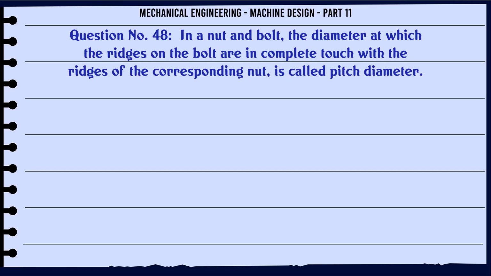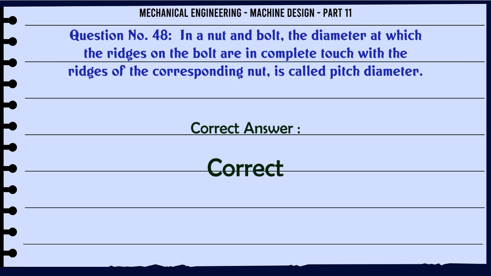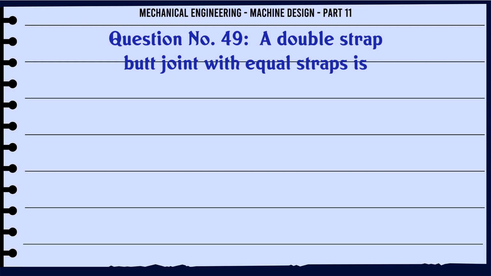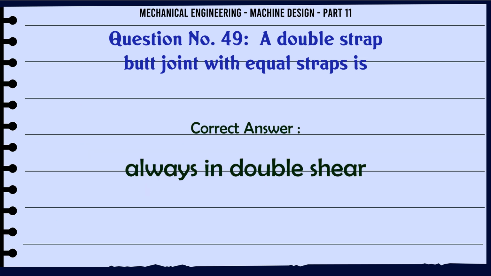In a nut and bolt, the diameter at which the ridges on the bolt are in complete touch with the ridges of the corresponding nut is called pitch diameter. A. correct, B. incorrect. The correct answer is correct. A double strap butt joint with equal straps is A. always in single shear, B. always in double shear, C. either in single shear or double shear, D. any one of these. The correct answer is always in double shear.